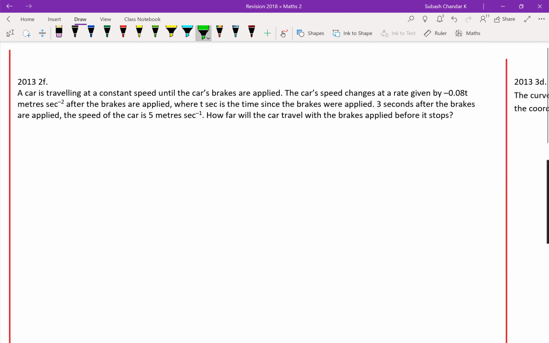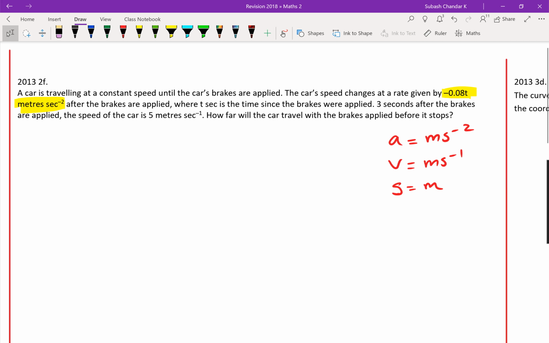Okay, couple of hints first. This is a really good hint. Now, I know it says the car's speed changes at a rate given by 0.08 meters per second squared. Remember this, acceleration is measured in meters per second squared. Velocity is meters per second. And then distance or displacement is in meters. So that's my first hint to you guys.